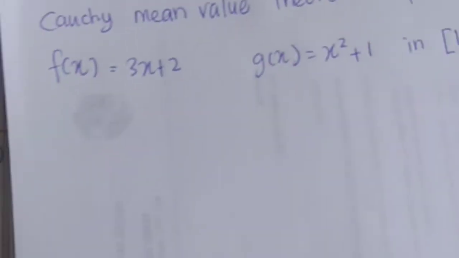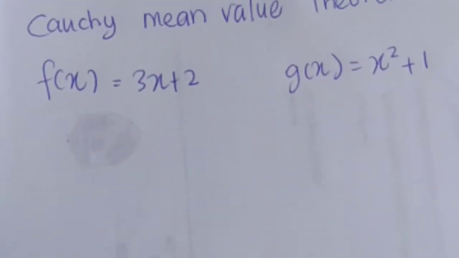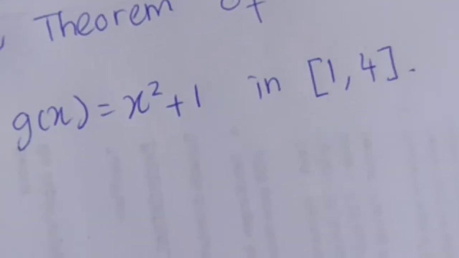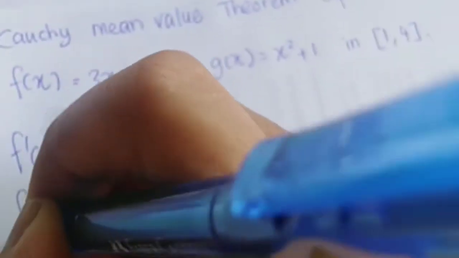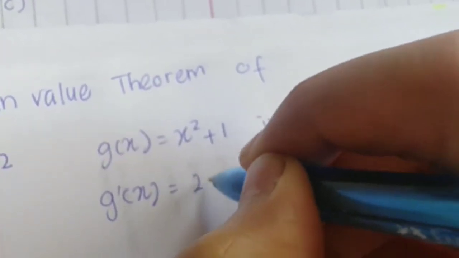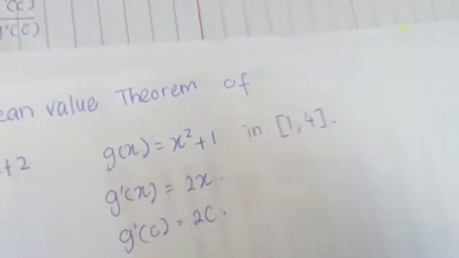So now, let me show you an example of the Cauchy mean value theorem for f(x) equals 3x plus 2 and g(x) equals x squared plus 1 in the interval [1, 4]. Firstly, we do the derivative of f: f prime of x is 3, so f prime of c equals 3 also. And for g prime of x, we have 2x, so for g prime of c, we have 2c.